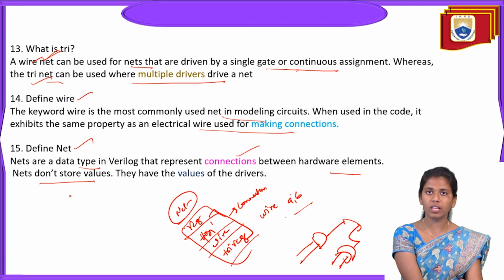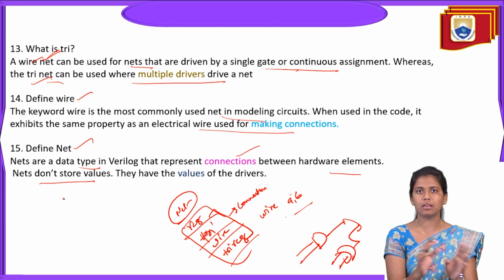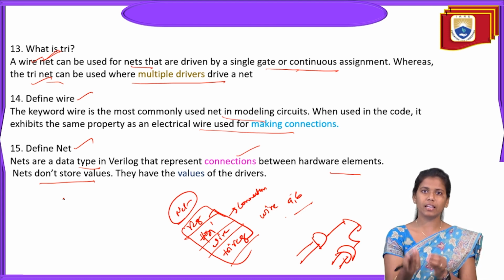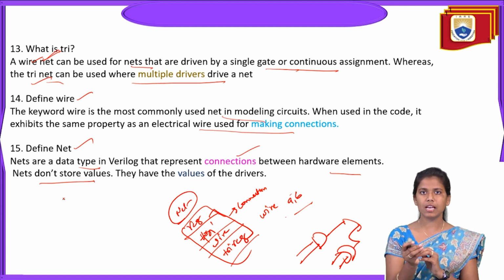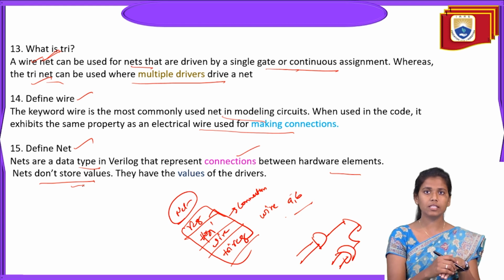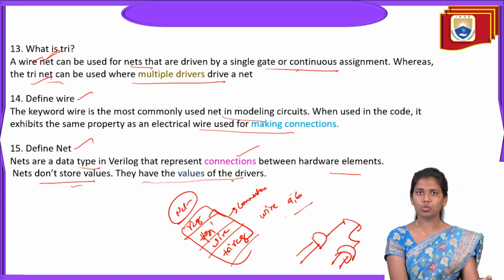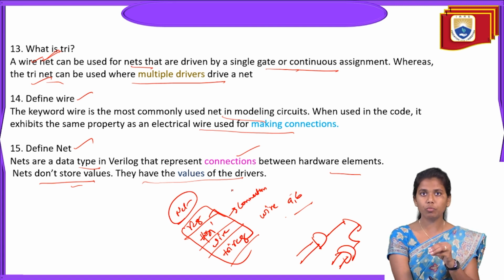Since nets are data types that don't store any value, they just pass on the value, or else act as a connection. It acts as a wire. For example, you have some wire, right? What does that wire do? It just connects the two devices. That's the reason we say that nets don't store any sort of values, but they have the values of the driver.